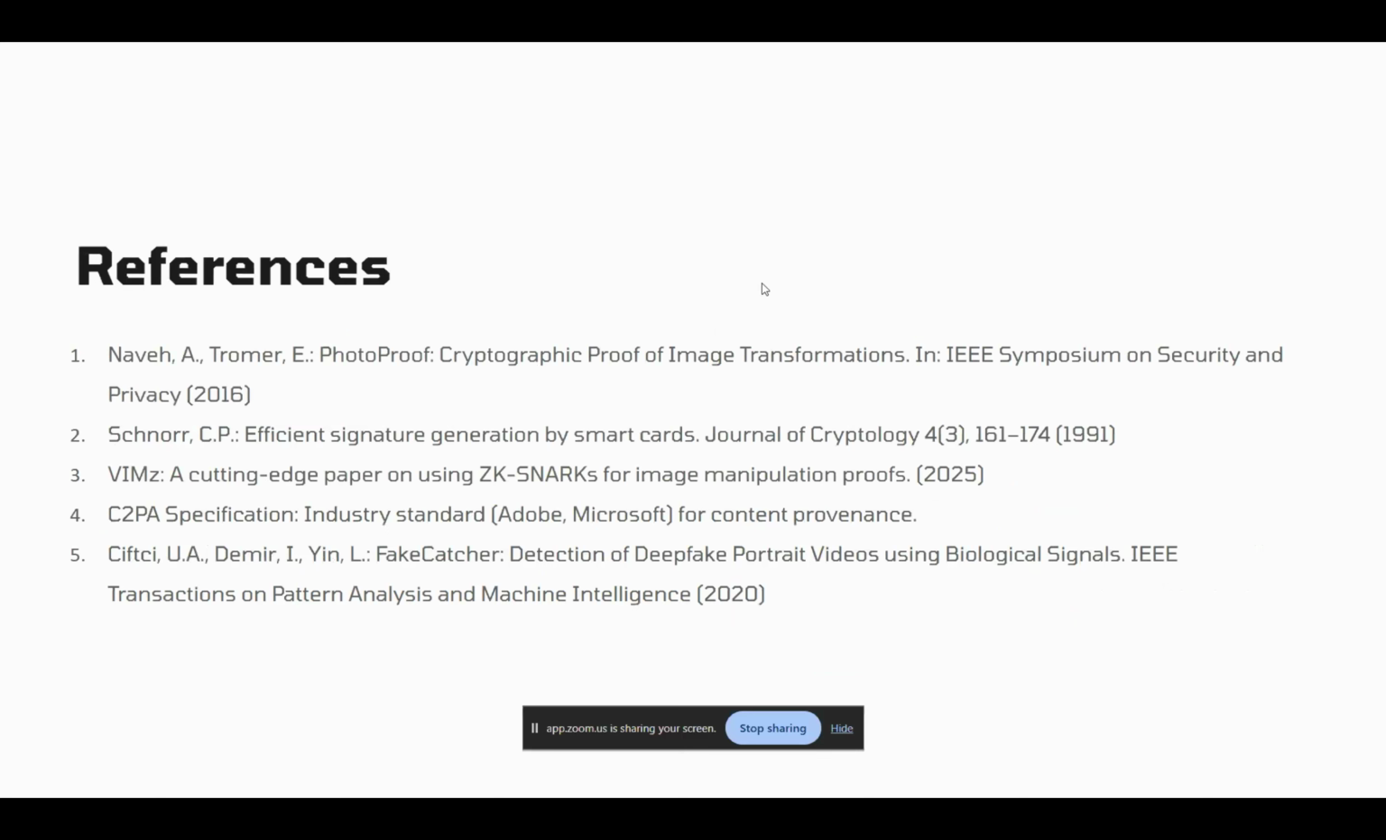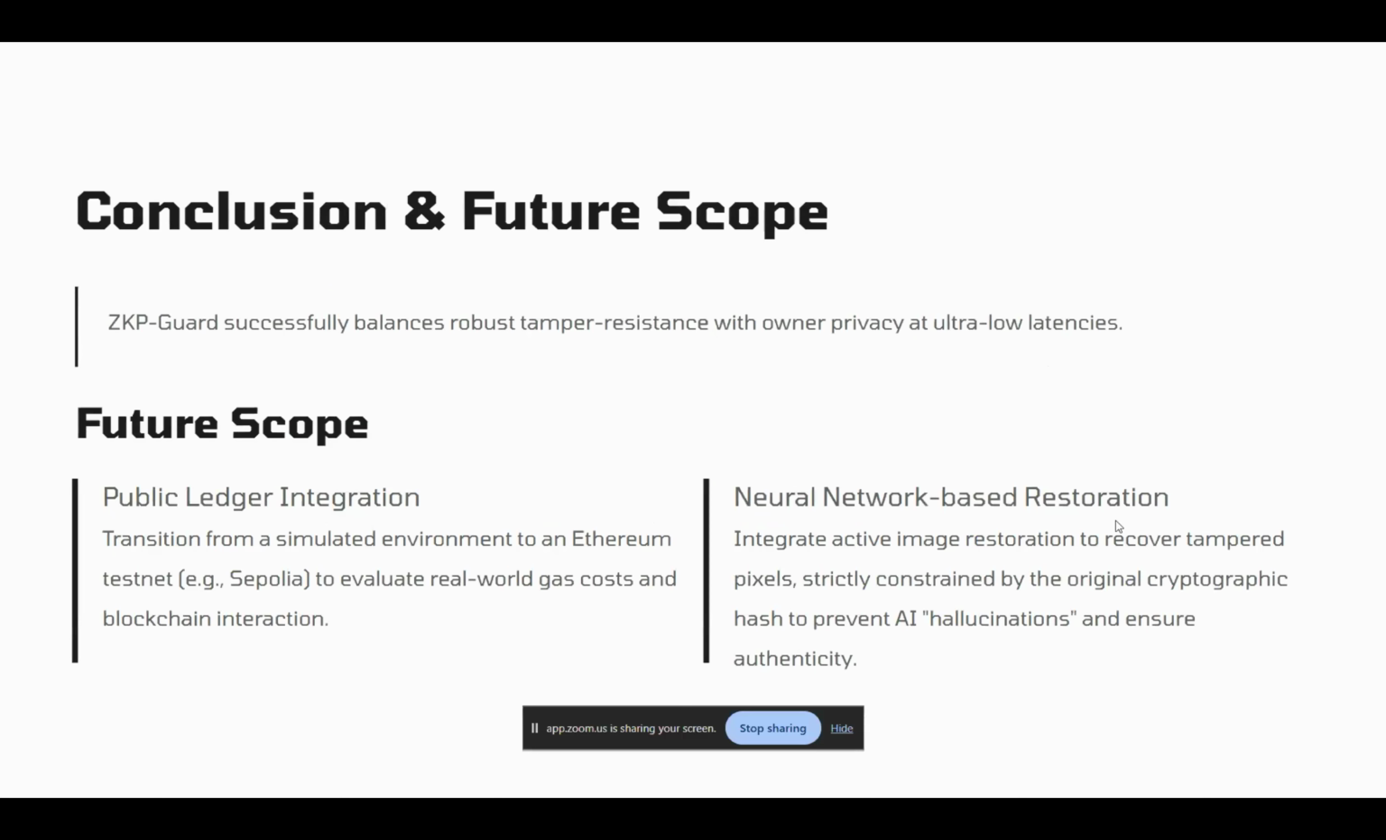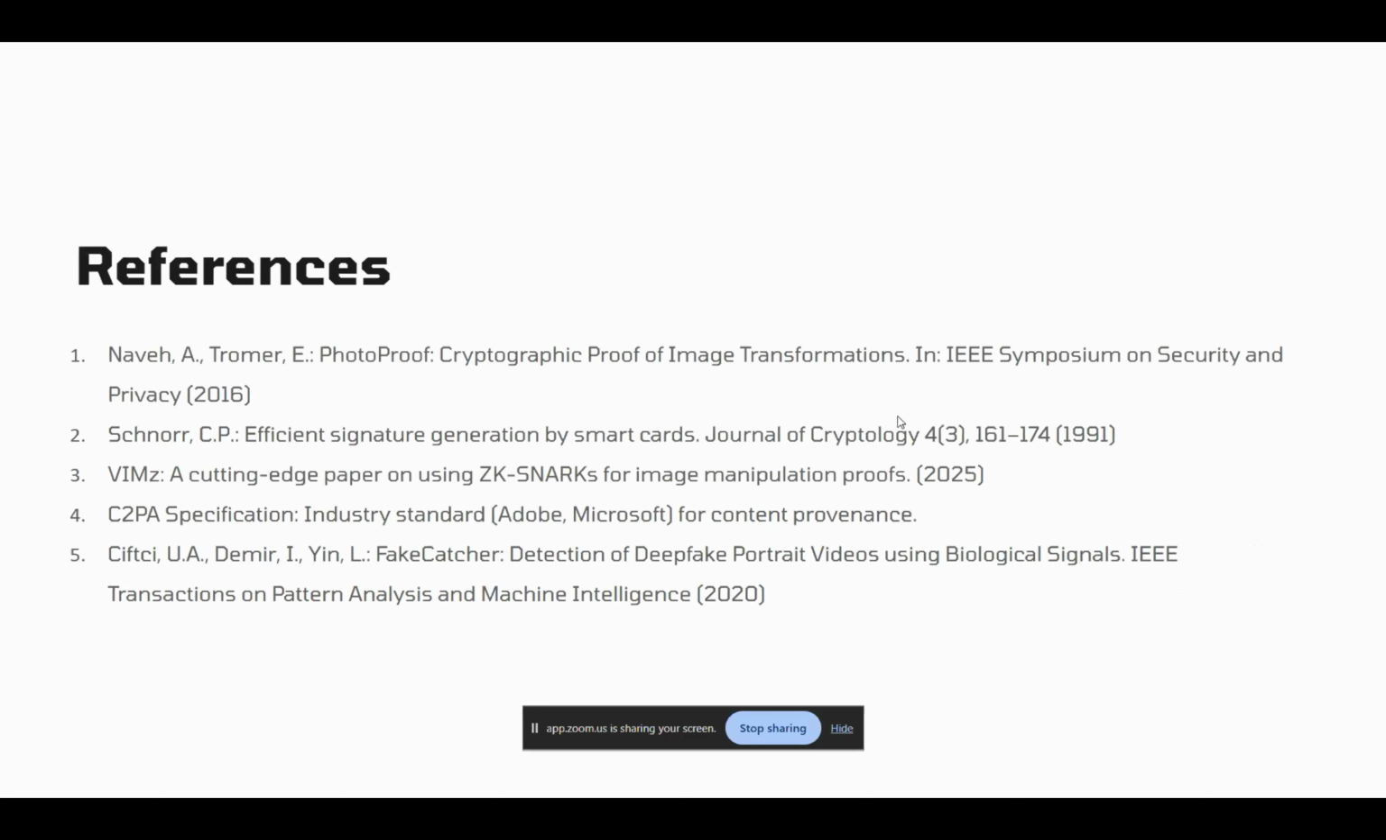These are some of the references, some of the papers that we read, and there are some limitations in some of these papers, like computational overhead in the case of the PhotoProof research paper, and various other limitations in other research papers. We tried to solve some of the problems, but yes, there are some limitations in our paper as well. We acknowledge that, and we will be working on that part. For now, we are not able to recover the image. That is our main goal, image recovery through neural networks. It will be our future work.